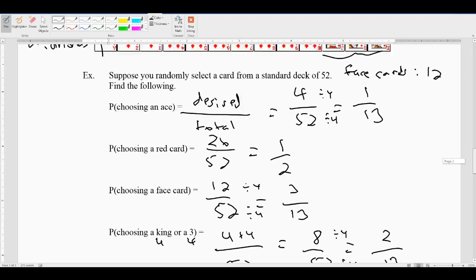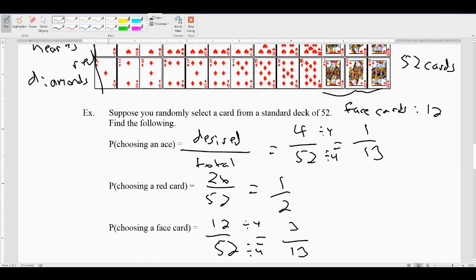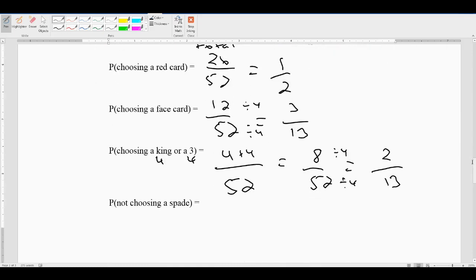Watch this. By suits, 13 cards in the suit. How many are 3s? How many are kings? There's 1, 2 out of 13. That's a king or a 3. See that?